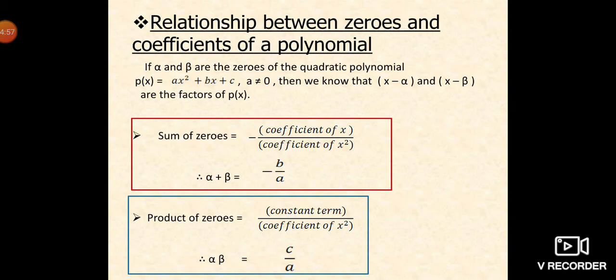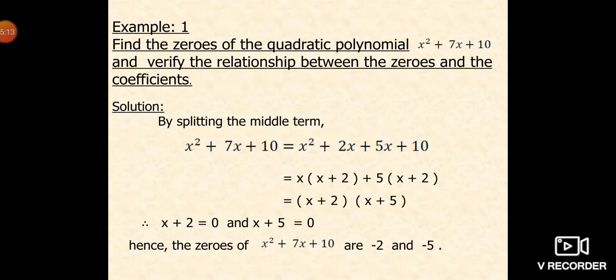Minus b by a. And the second relationship is product of zeros, that is alpha into beta is equal to the constant term, the number without the variable, c, divided by coefficient of x square, again a. So both relationships you have to study, and based on this the problem will be there. One example we can check.